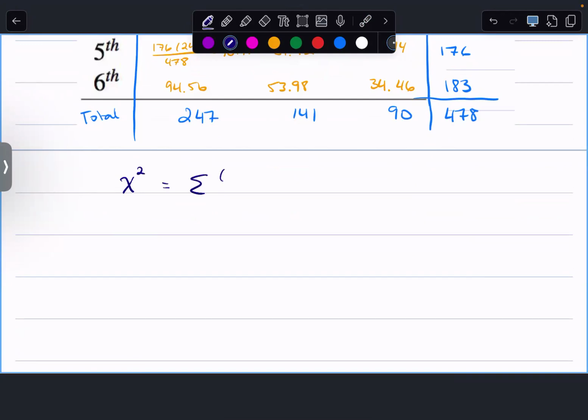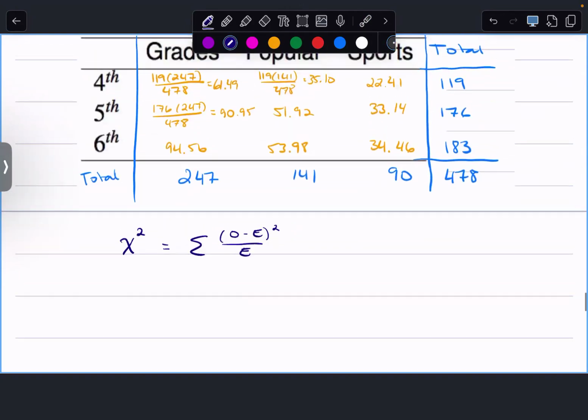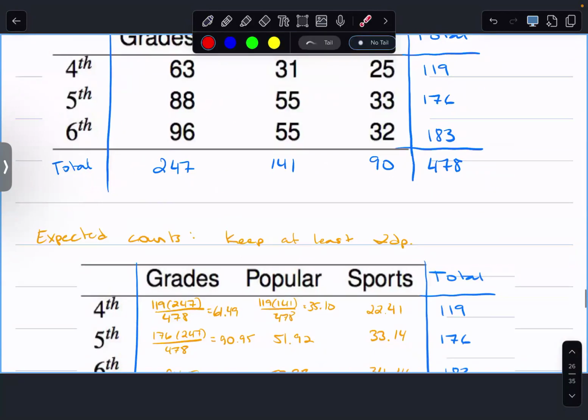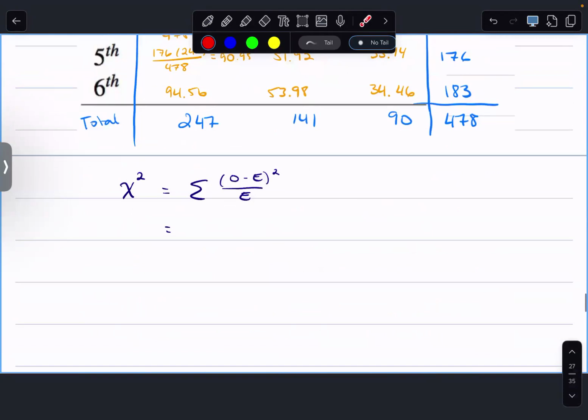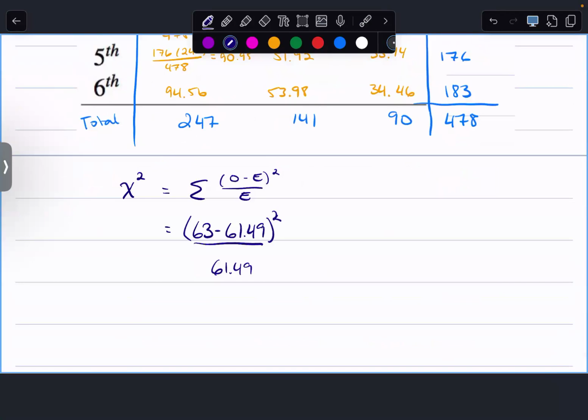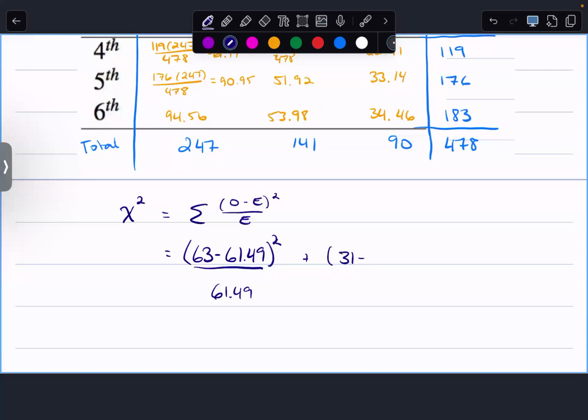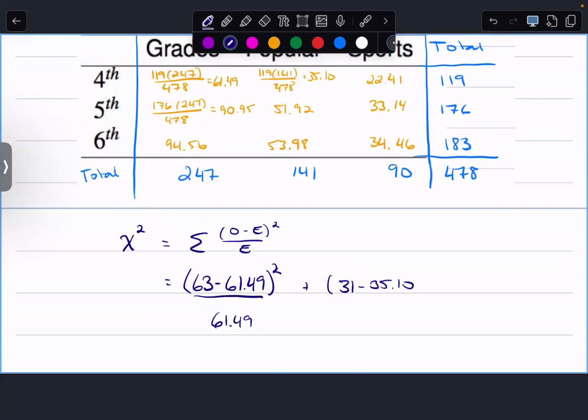Chi-squared is the sum of the observed minus the expected squared over the expected. Which means it's going to be the observed 63 minus 61.49. Okay. Square it, divided by 61.49 plus, onto the next cell, 31 minus 35.10, square it, divided by 35.10.